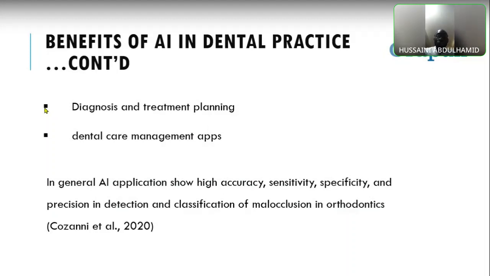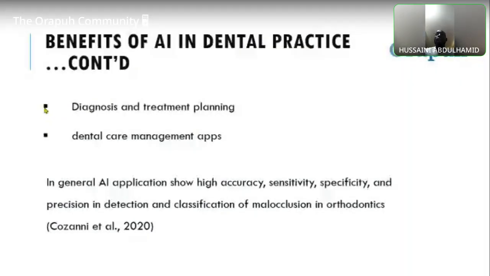That is to say, when compared with human counterparts. So this does not just limit to classification of malocclusion in orthodontics. I know the same applies in shade recognition, and can as well be applied in other areas of dentistry. Next slide, please.